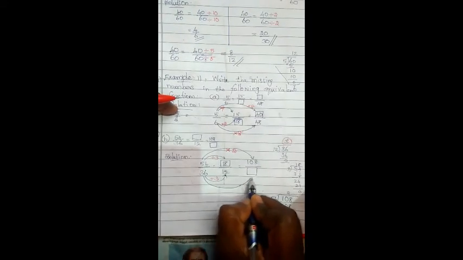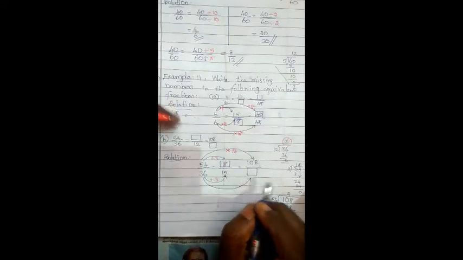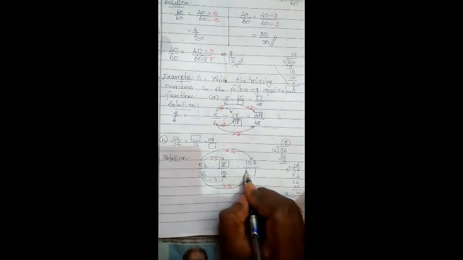You write here into 2. At the same time, you must multiply the denominator by the same 2. Am I right? Same 2. So 36 into 2. What is 36 into 2? 36 into 2 is 72. If you don't know, you write and multiply.